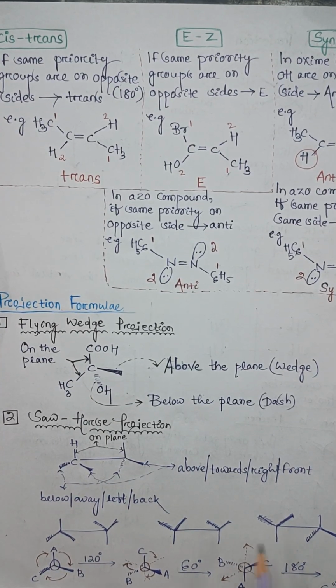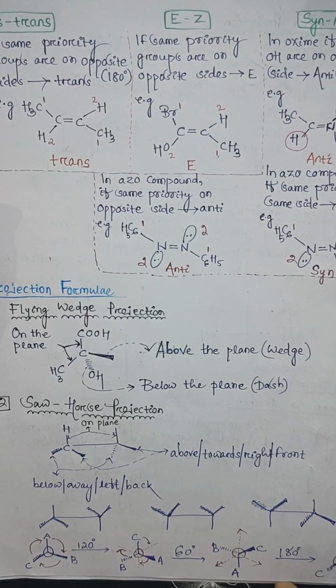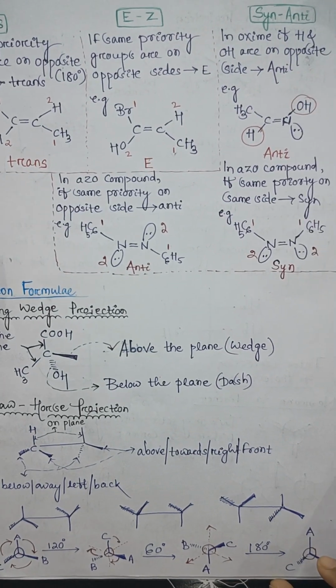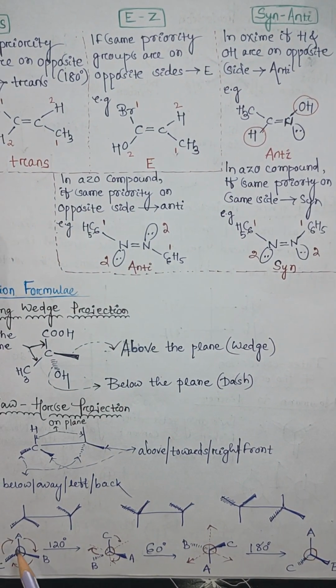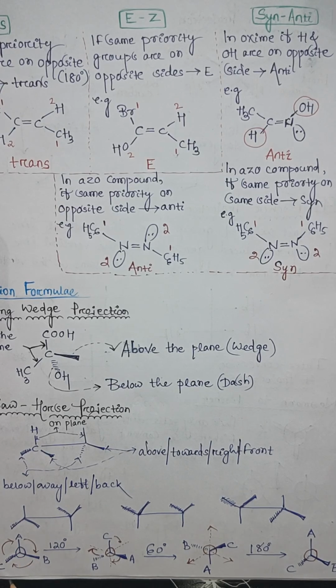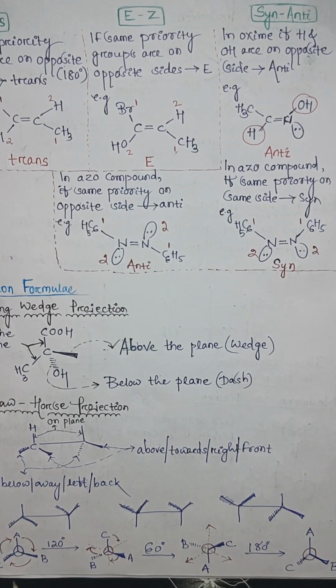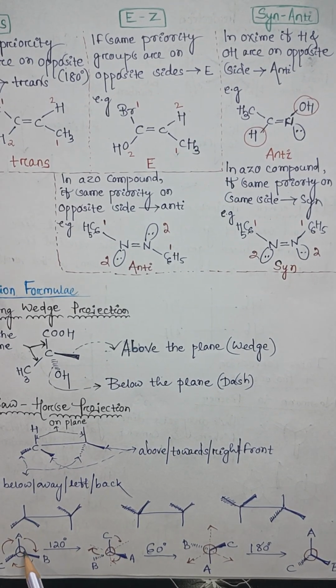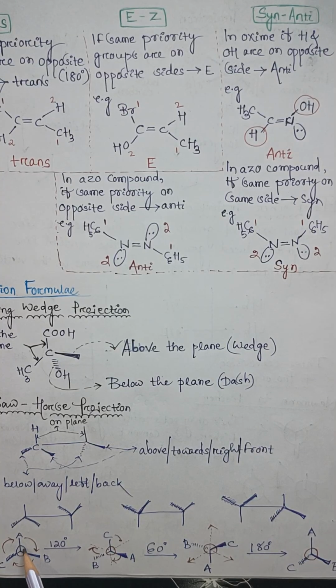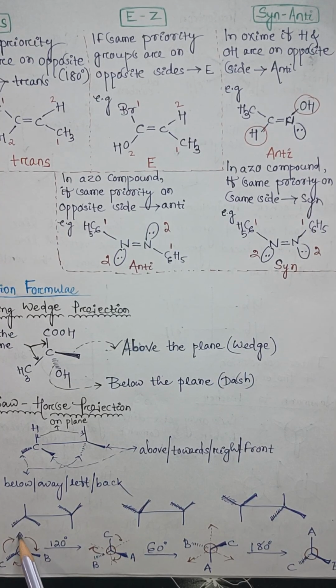So here is the different representation of sawhorse projection. We'll do one rotation. Suppose here are the three atoms A, B, C attached to each group. We know this circle is 360 degree. That means each angle contains 120 degree. That means the angle between A and B is 120 degree.